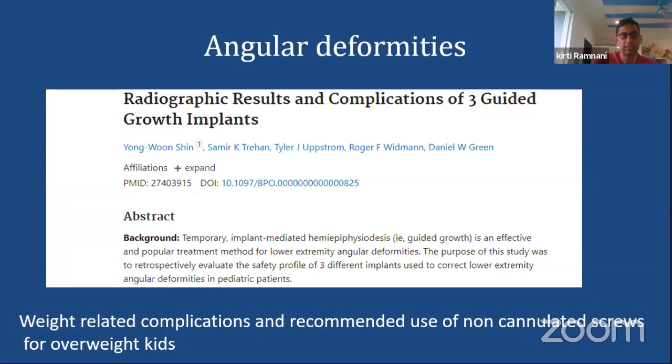But for angular deformities, tension band plating is still a very good procedure with a low complication rate and very predictable results, except when there is a weight-related complication. So for patients with a high BMI, this study recommended the use of non-cannulated screws for overweight kids.